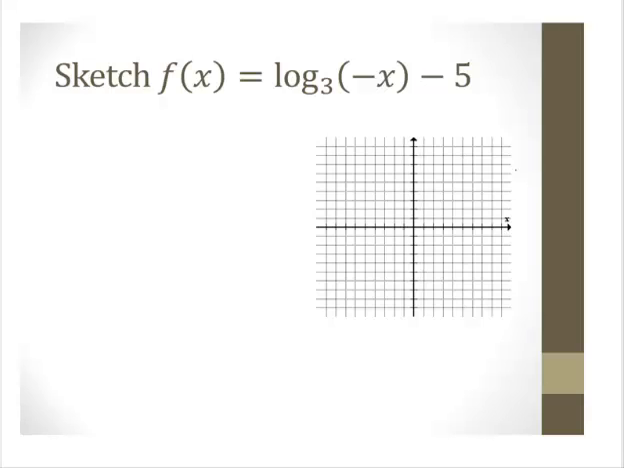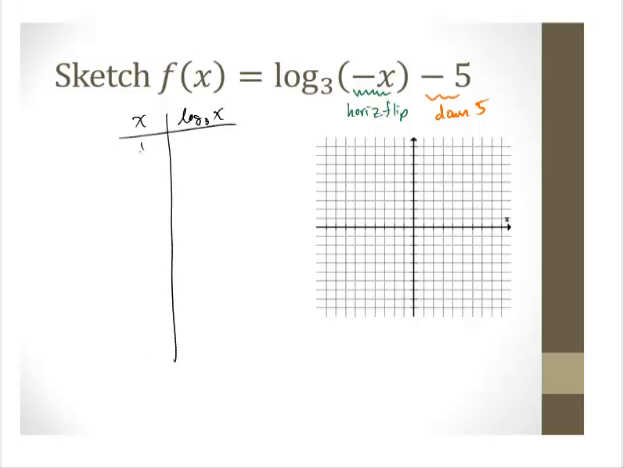Alright, the log base 3 of the opposite of x, minus 5. Alright, so let's remember, what does the opposite of x do? That gives us a horizontal flip. And then down 5. Still the log base 3. So if we again start with our basic x versus log base 3 of x, those same points that we've been using: 1/9, 1/3, 1, 3, and 9, and negative 2, negative 1, 0, 1, and 2. Horizontal flip. I need to change all of the signs. So let's throw negatives on all of these.